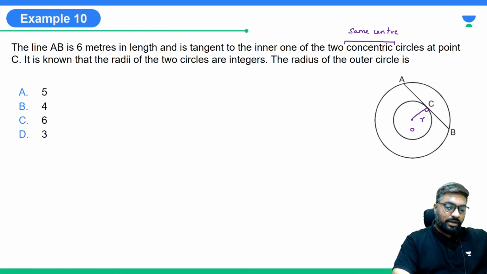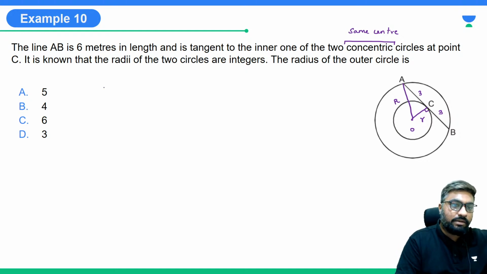If it is perpendicular, we know that in a circle a line drawn from the center to a chord which is perpendicular will bisect it. So this is 3 centimeters, this is 3 centimeters. What do we have to find out? We have to find out this length AO, which is the radius of the outer circle.